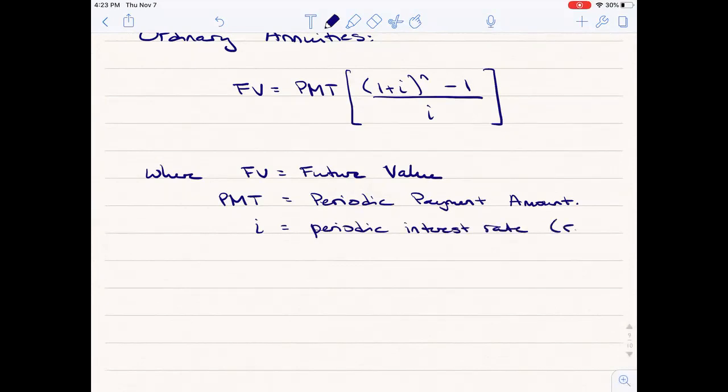Which is going to be I2. Or in the special case where the payment frequency and the compounding frequency are the same, you can use I1, because it'll be the same as I2, as we just showed. And so I is actually I2, and N is the number of payments.